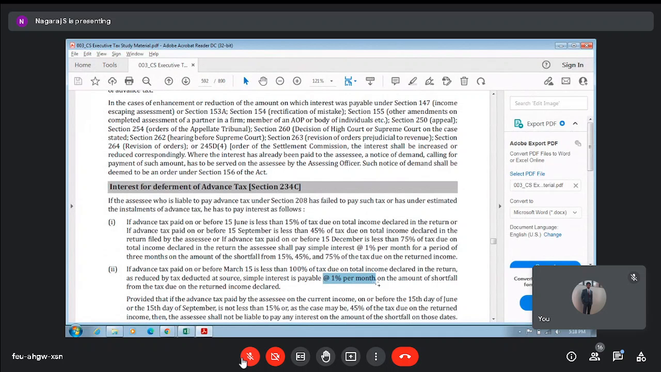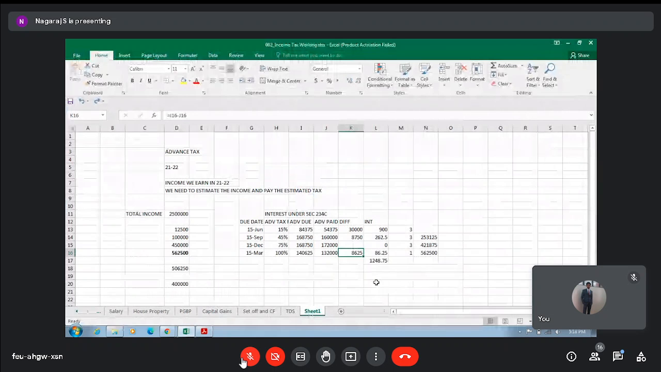Sir, but still, isn't it 3 months, January, February, March? No. For the last installment, you should have paid 100%. You did not pay on the 15th March 100%. Okay. Only the balance days they will calculate. This is usual calculation.